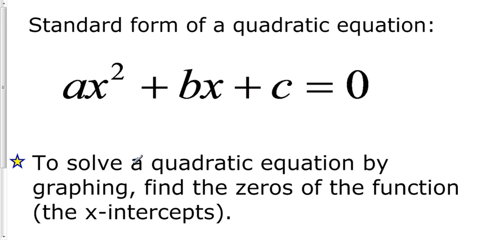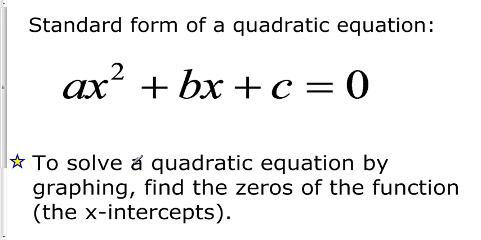So here's standard form for a quadratic equation. The key thing really to remember here is that the equation has to be set equal to 0 if you want to solve by graphing. So you've got ax squared, the quadratic term, plus bx, the linear term, plus c, your constant term, equals 0.